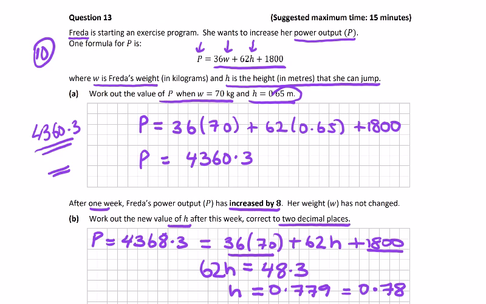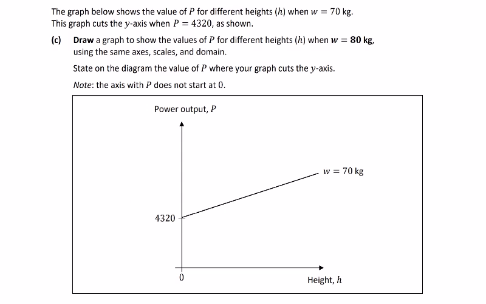Let's look at part C. We're given this graph below. It shows the value of P for different heights when W is 70. The graph cuts the y-axis when P is 4320. Draw a graph to show the values of P for different heights when W is equal to 80. Using the same axes, scales, domain, huge amount of words here. State on your diagram the value of P where your graph cuts the y-axis. Note, the axis with P does not start at 0.